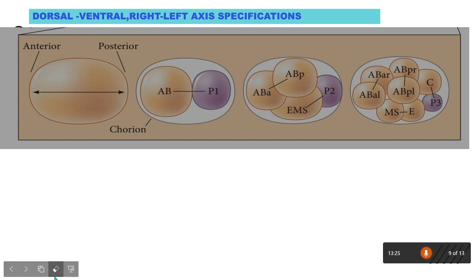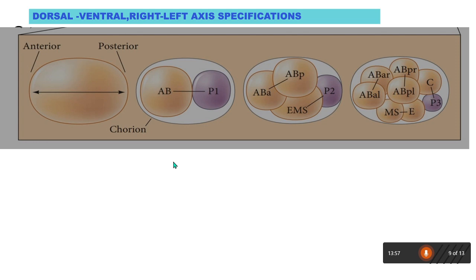Look into the picture: anterior and posterior, and the zygote is getting cleaved into AB and P1. AB is getting cleaved into ABA and ABP. P1 is getting cleaved into EMS and P2. ABA is getting cleaved into ABAL and ABAR. ABP is getting cleaved into ABPL and ABPR. EMS is getting cleaved into MS and E. P2 is getting cleaved into P3 and C.